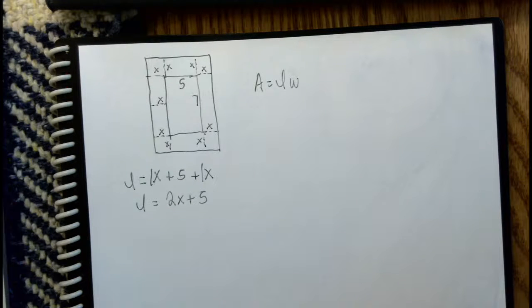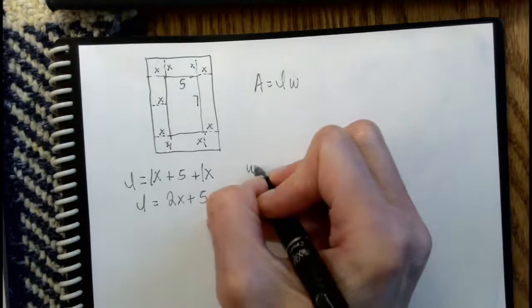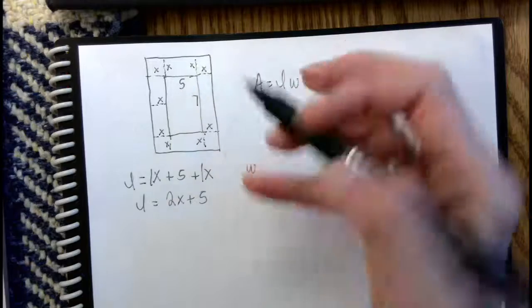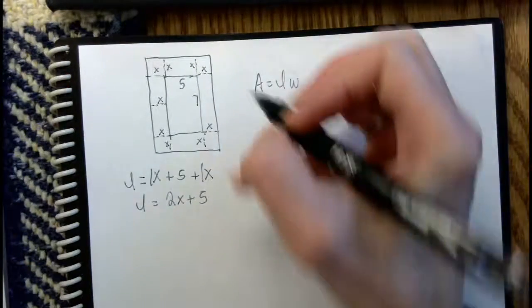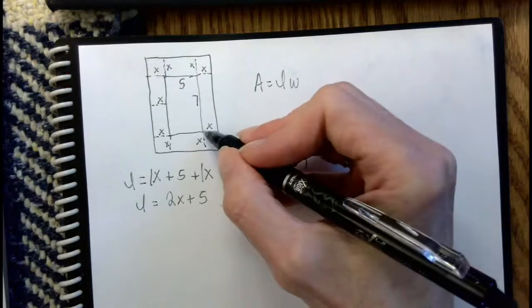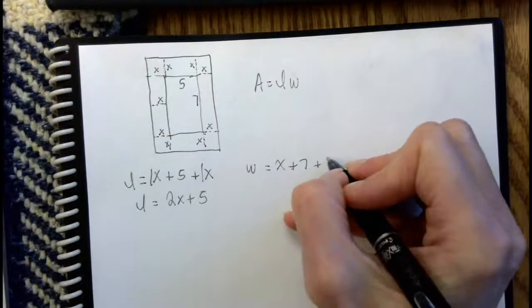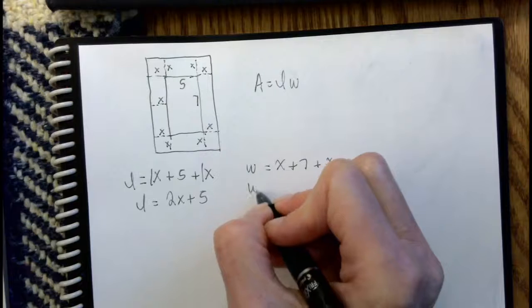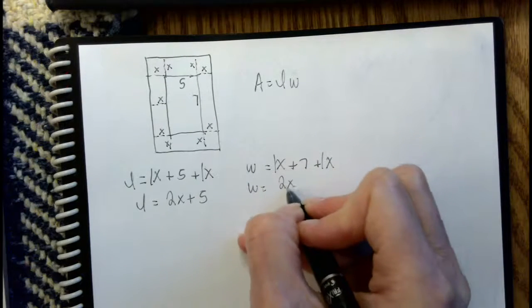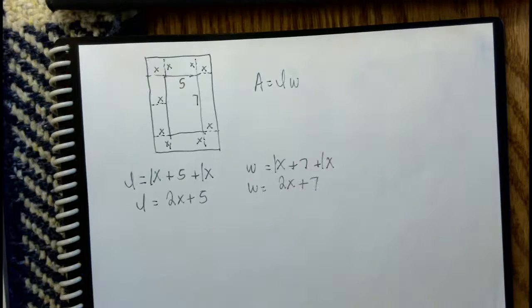We can do the same logic for our width. Our width is going to be x plus 7 plus x. And when we combine like terms here, 1x plus 1x is 2x plus 7.